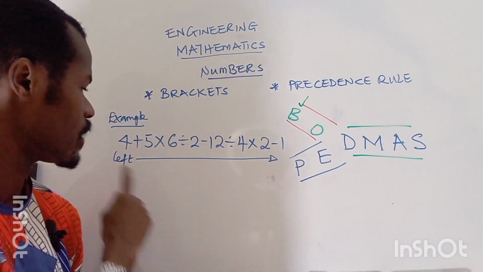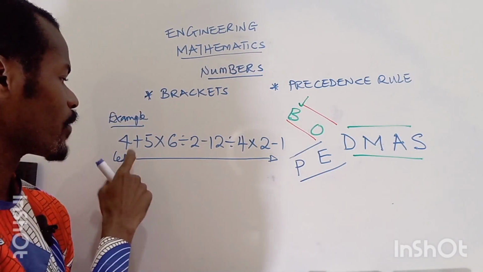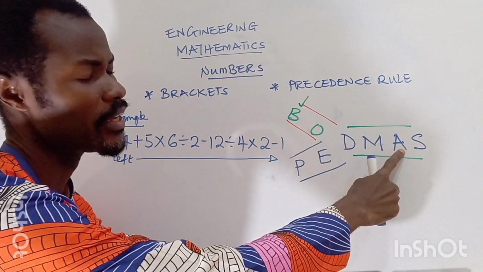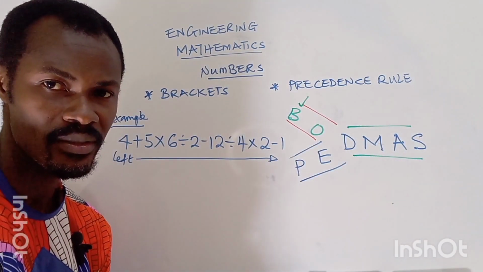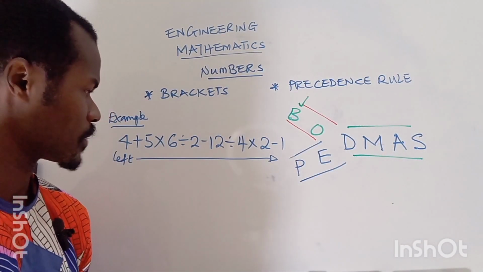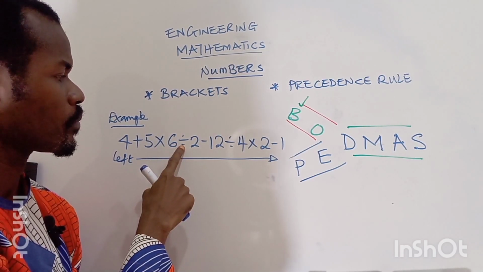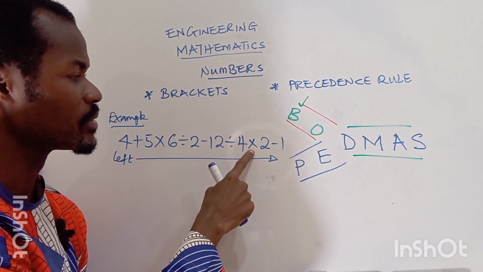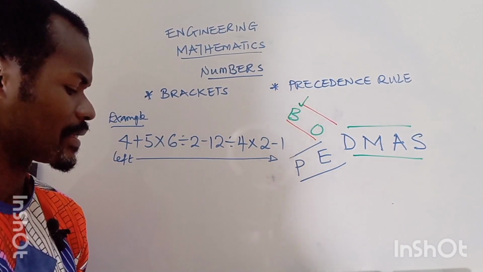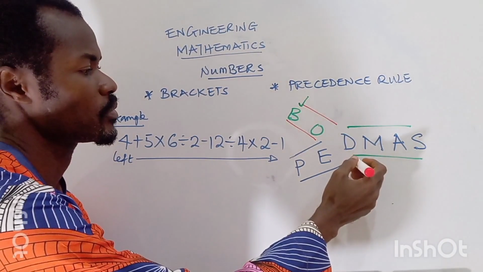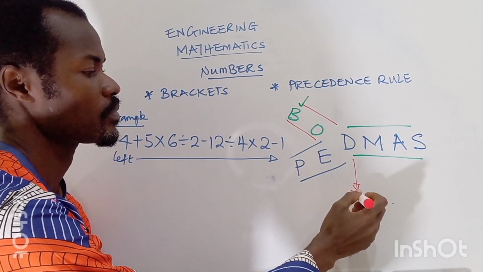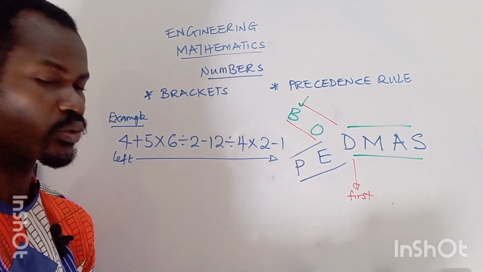Okay, so let's go from left to right. Now we have plus. Plus is somewhere here. We don't want to do plus first, okay? All right, let's check. We have multiplication, we have division, we have subtraction, division, multiplication. Now we can realize that division should be done first according to our precedence rule.